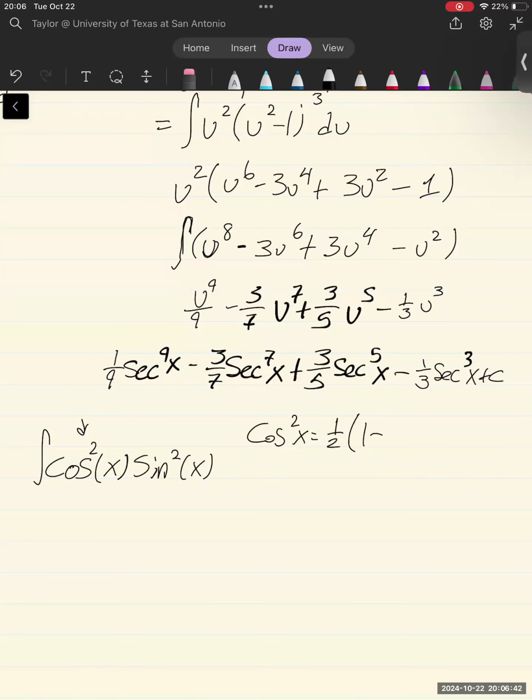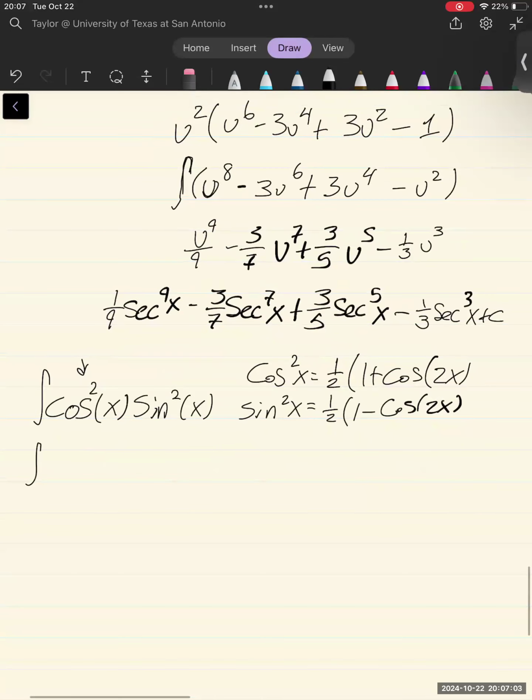1/2 1 plus cosine 2x. Yep. And then the sine squared identity will be 1/2 1 minus cosine 2x. Nice. Very nice. Thank you. All right. So then what we get here is, actually, I'm just going to write this bigger.